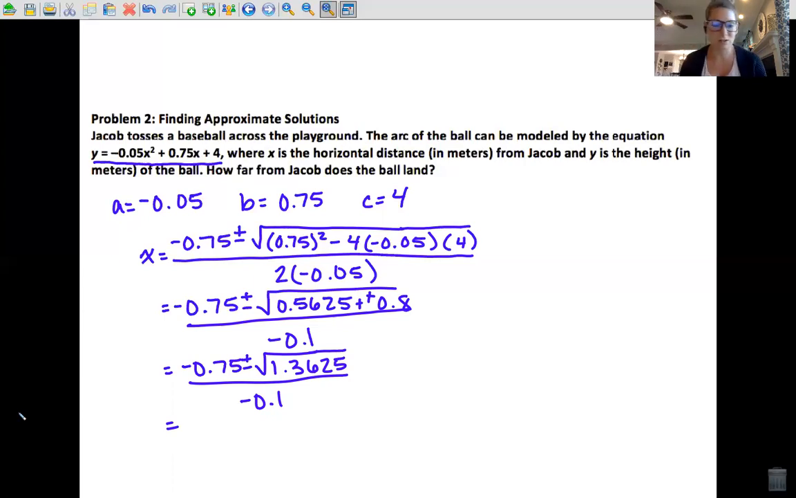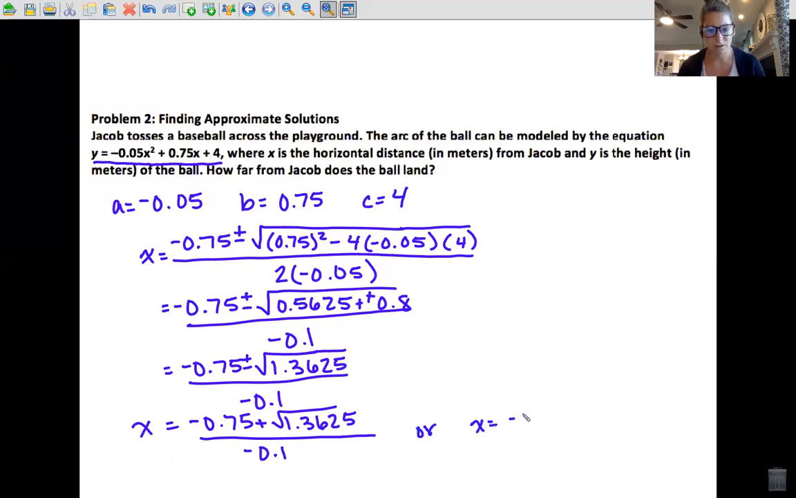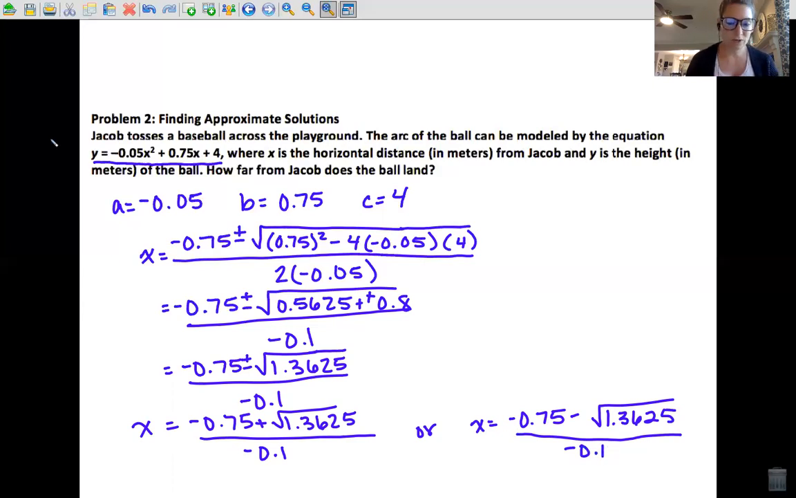We'll write it as 2 equations here before we round. So since we didn't get an exact answer, we're going to write it as negative 0.075 plus the square root of 1.3625 over negative 0.1, or negative 0.75 minus the square root of 1.3625 all over negative 0.1. So at this point, it's really important how you put this into your calculator.